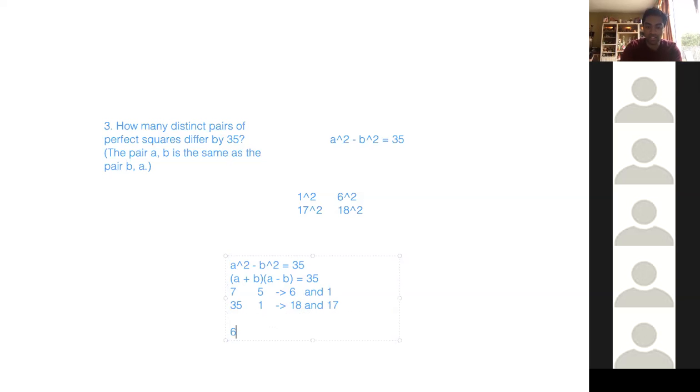And then we can confirm this, that 6 squared minus 1 squared is 35. And then 18 squared minus 17 squared is 324 minus 289, which is also 35. So if you're given that two perfect squares differ by some number, you can write it as a squared minus b squared is that number. So a plus b times a minus b should be that number. And then if you find two factors of that, you can set one to be a plus b, one to be a minus b, and then find out what the two numbers should be with that sum and that difference.